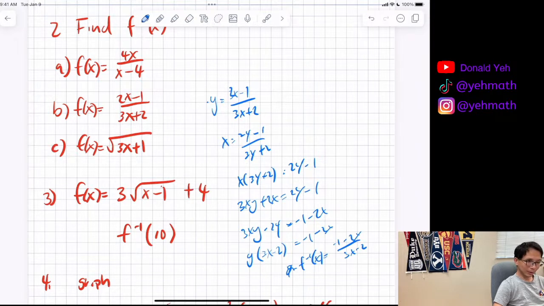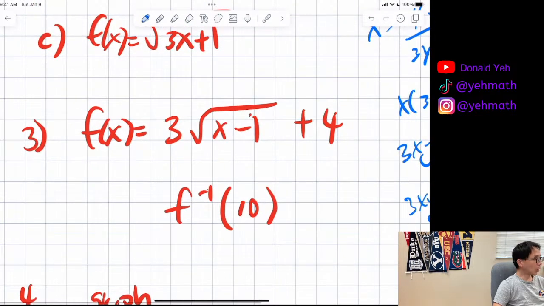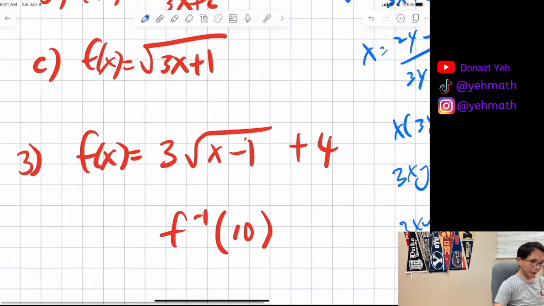Okay. So, number 3 is a tricky question. Why? I think Sam did the work online, and that's beautiful work. She found the inverse, and she put in 10. Excellent work. She got the right answer, and that's all that matters. Okay? What she did is she did it this way.